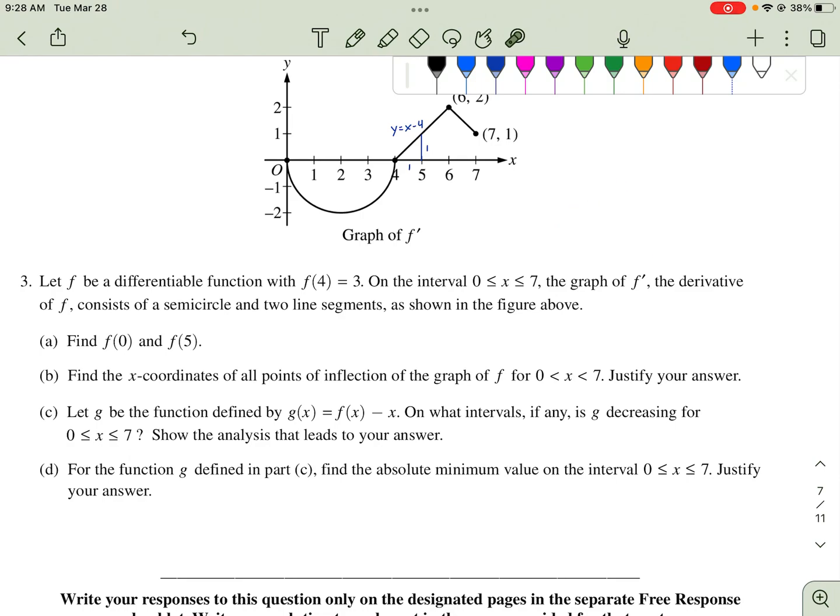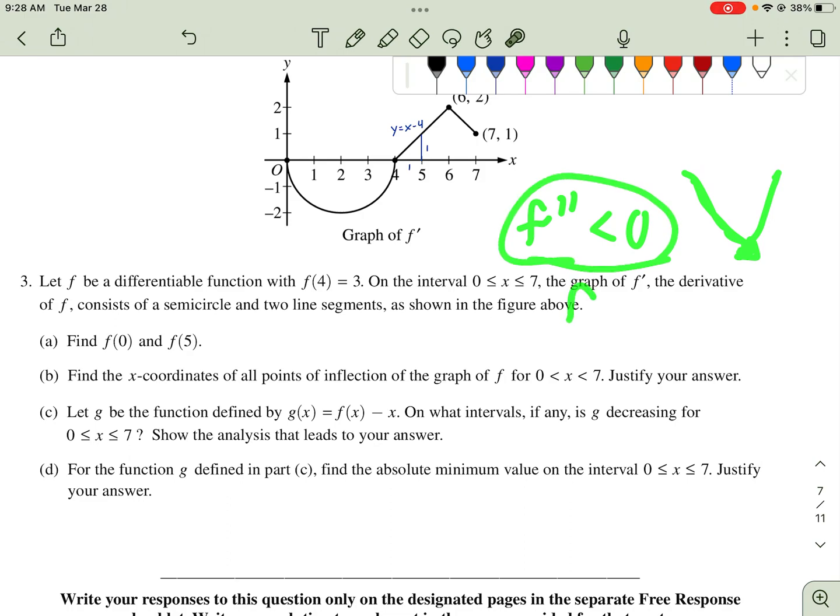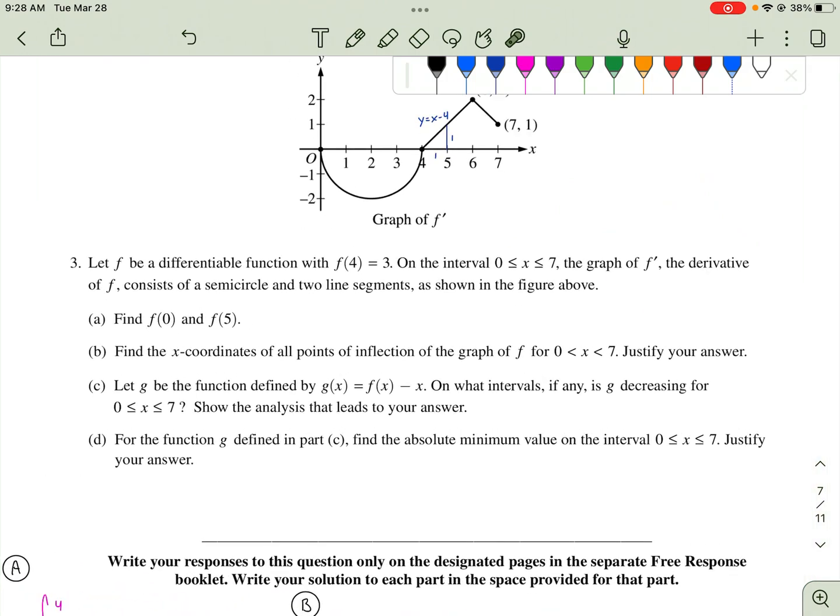Or it could change from negative to positive. So if f double prime is negative, that means f prime is decreasing, because f double prime is the slope of f prime. So when f prime changes from decreasing to increasing, that means f double prime changed from negative to positive. And that is the definition of an inflection point.